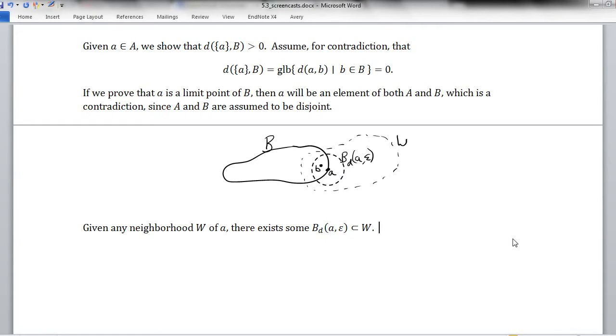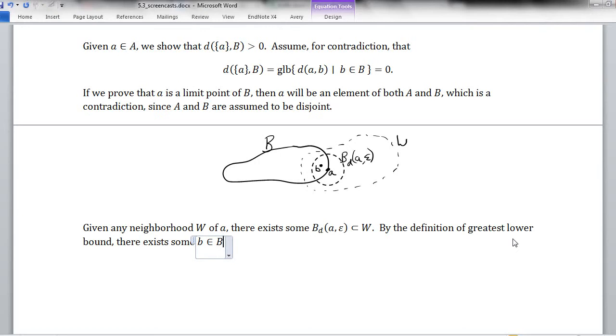All right, well, I claim that by the definition of greatest lower bound, there exists some element b in the set B whose distance from a is less than epsilon. Right. So b is in B and its distance is less than epsilon. And that's going to imply that b is an element of this ball about a of radius epsilon, which itself is contained in W.